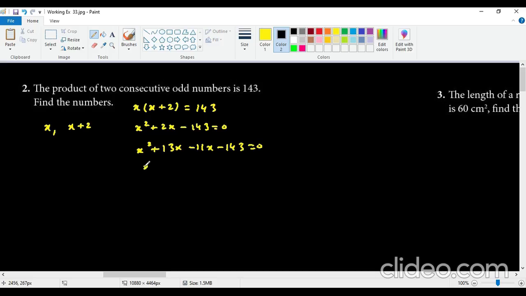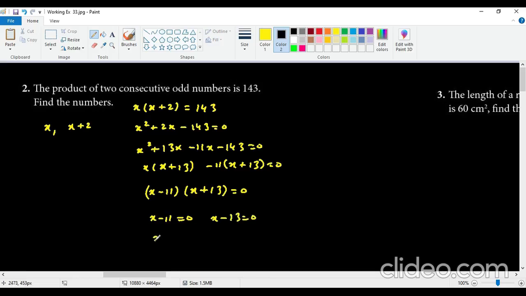And this gives us x plus 13 in one bracket. Copy down this bracket as it is without any change, and minus 11 comes here. So x minus 11 and x plus 13 are going to be the two factors. That means x minus 11 equals 0 and x plus 13 also equals 0. That means x equals 11 and x equals negative 13 is going to be another value. So these are the two values, 11 and 13, that can be used to get 143.